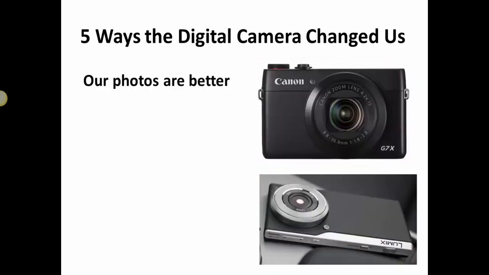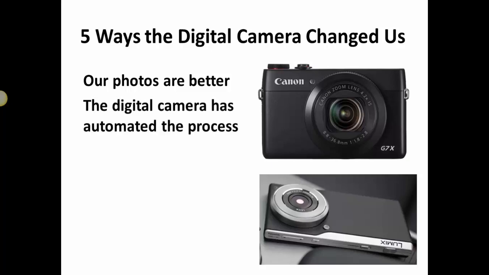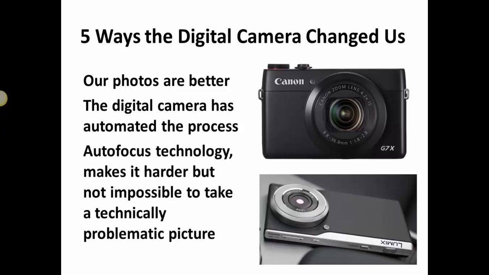Another way that digital cameras have changed us is our photos are actually better. The digital camera has a lot of automated processes, and whether you have the point and shoot camera like this Canon at the top or a smartphone like the one at the bottom that has a nice lens on it, the work is done. You don't really set f-stops, they're just automated. And they have autofocus, making it hard, not impossible, but hard to take a technically bad photograph.